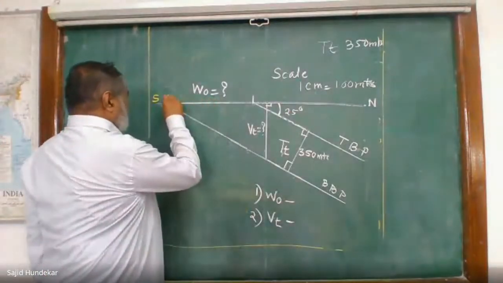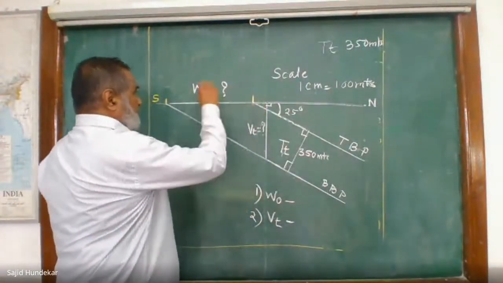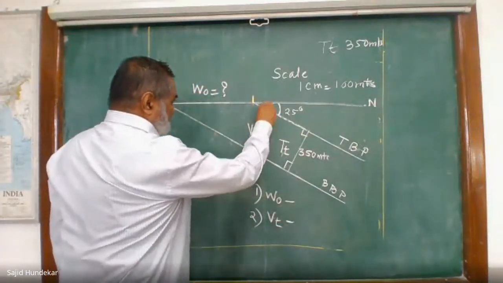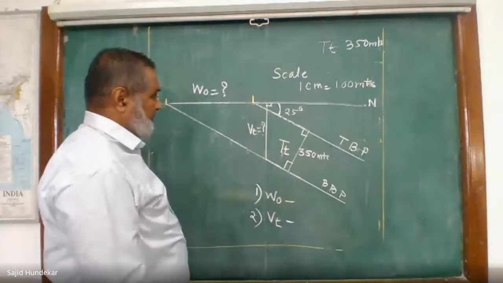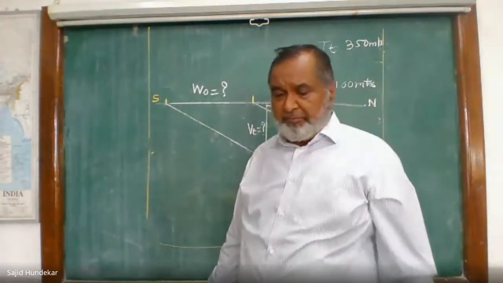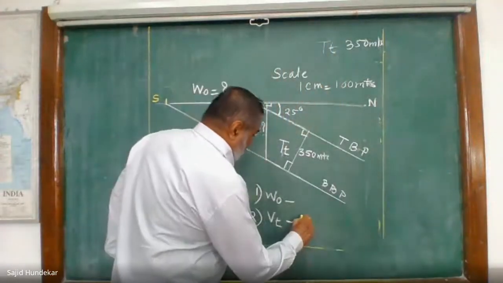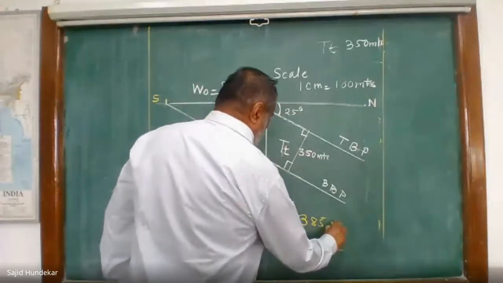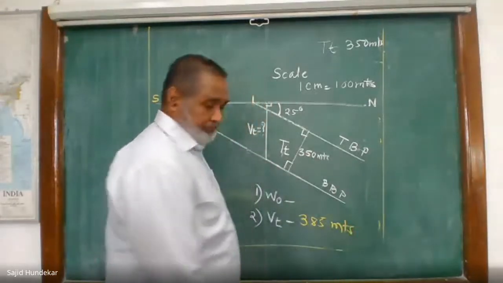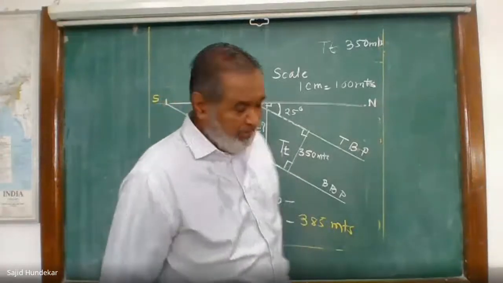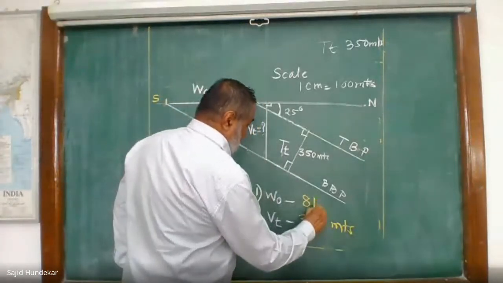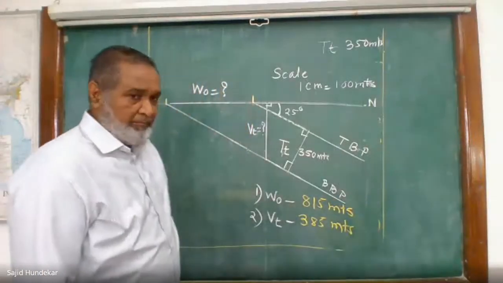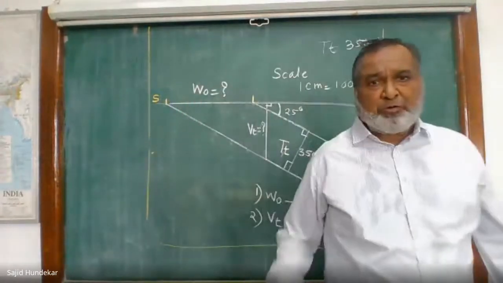Measure this distance, this point and this point. This is your width of outcrop. And second one, width of vertical thickness. This point to this point you have to measure. Vertical thickness is 3.85 meters. And width of outcrop is 815 meters. Write down on that sheet and we'll go to the next.